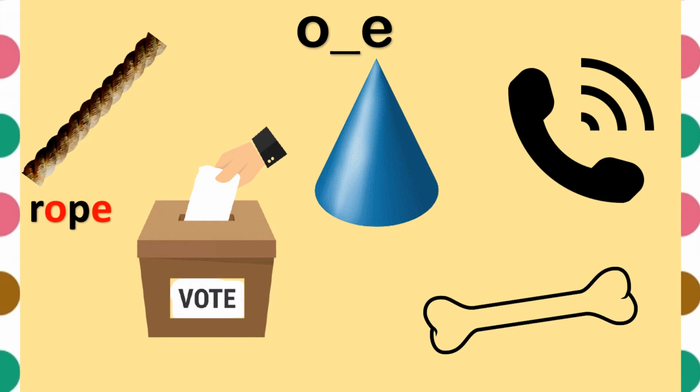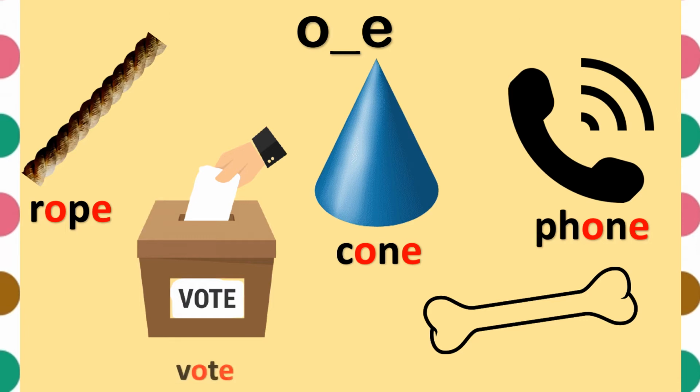Rope, cone, phone, vote, bone. So children, did you notice that in all these pictures and words, we have O split E? There is a consonant in between when we split and write the words.